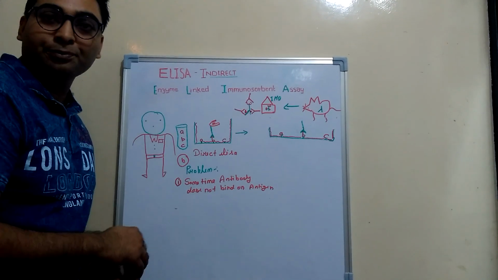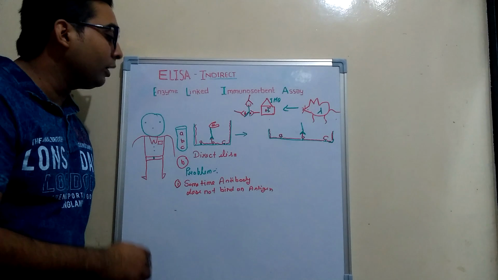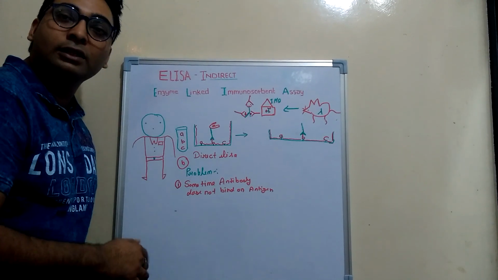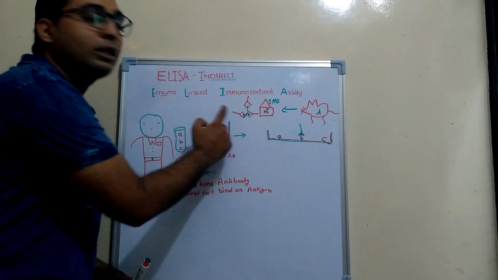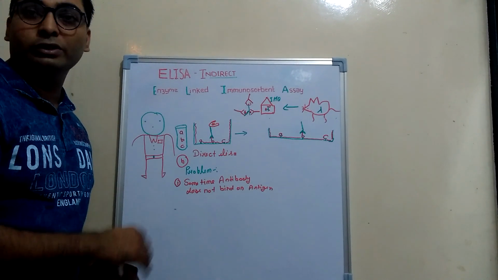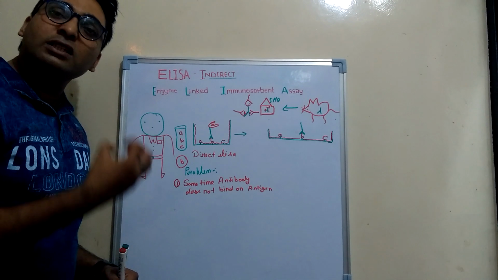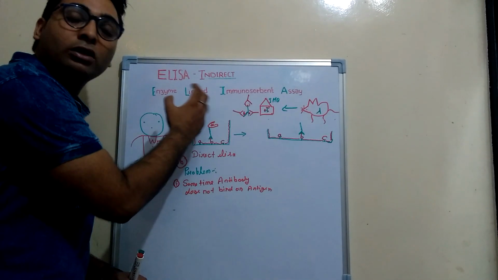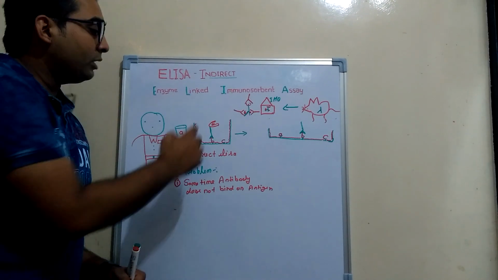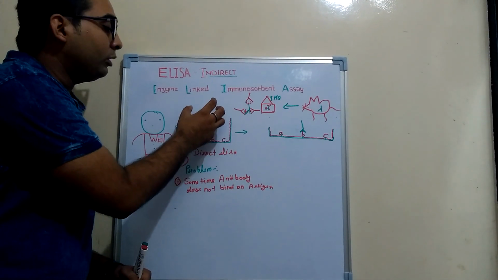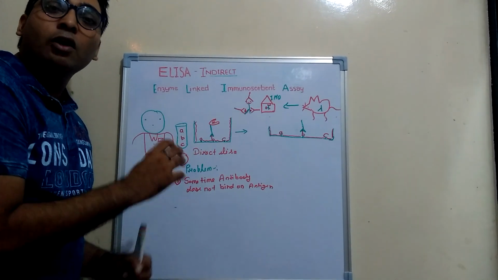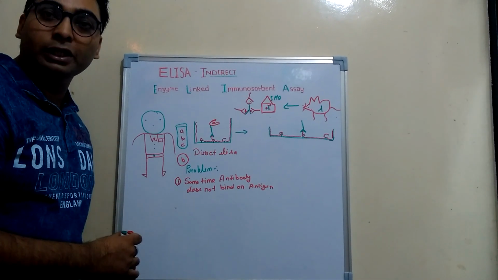fails this test. And the second problem was that only one antibody was going to make a bond with the antigen, so very little color intensity will be produced. The intensity of that color is read by the ELISA machine.